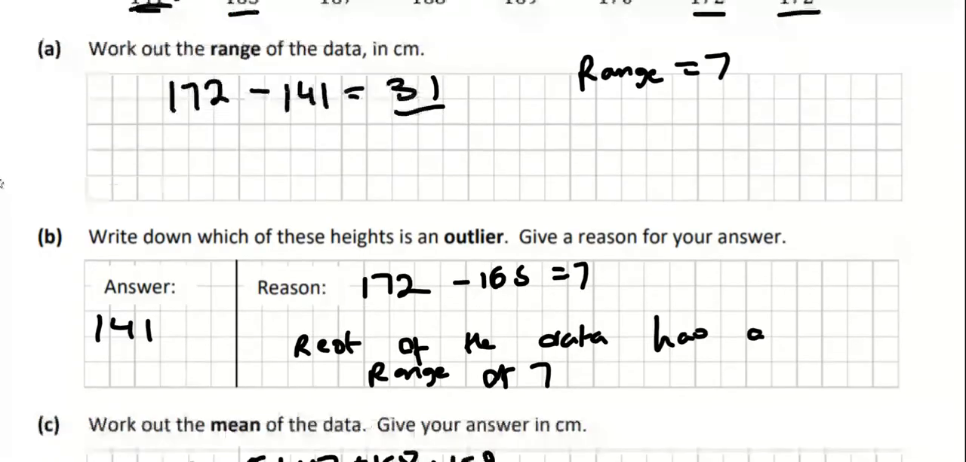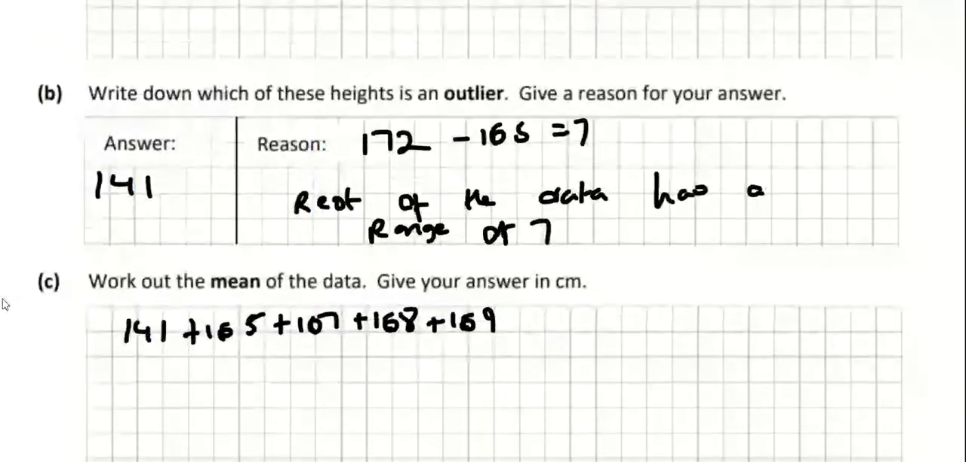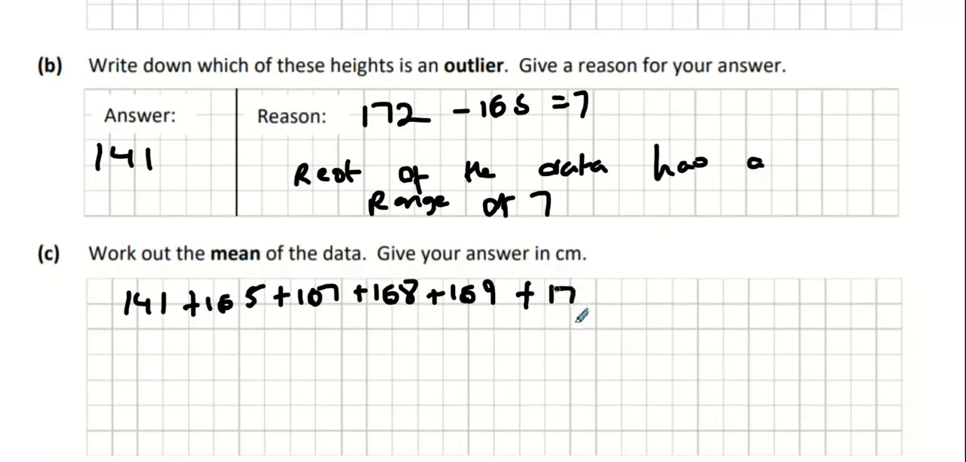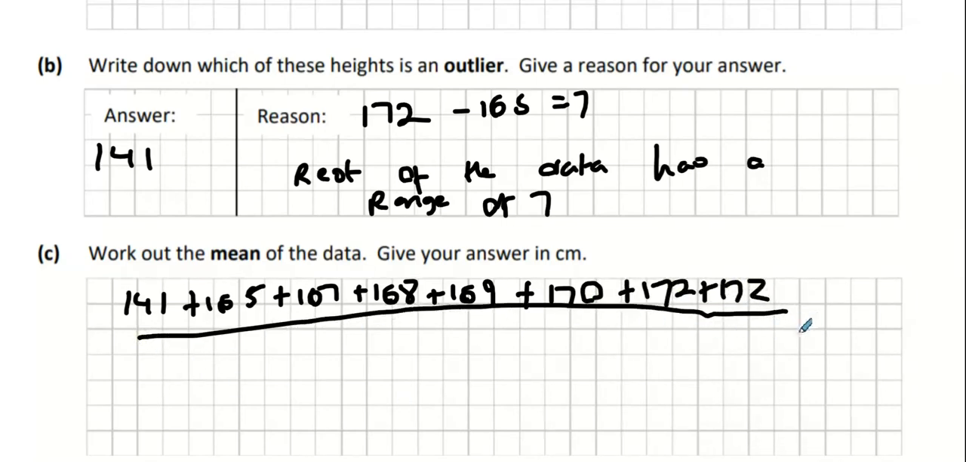Then we have, the mean is basically the average, guys. Plus 170 plus 172 plus another 172. And how many numbers is that in a row? Well, that's 8 numbers, so we divide by 8, and then we should get an answer of 165.5 centimeters to be the mean. So the mean means the average height.